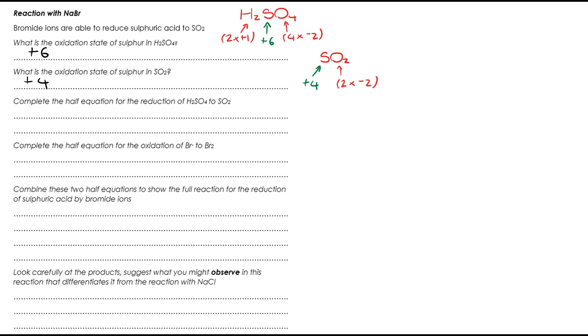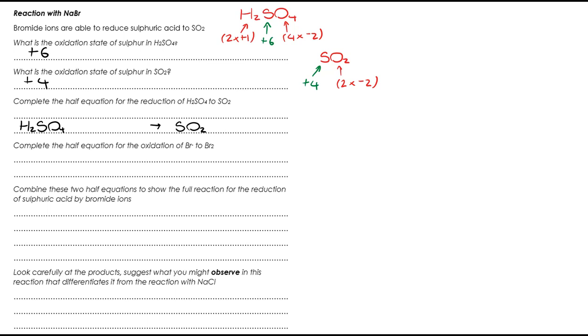Now we need to build the half equations. So I'm going to go through this step by step, following the rules, and I'll remind you again, if you're unfamiliar with these, I have made the redox topic available to you to go through in a bit more detail. But we'll start off with reducing sulfuric acid to SO2. Now, the first rule is you balance the species with a variable oxidation state. That's the thing that's not hydrogen or oxygen. The sulfur is already balanced.